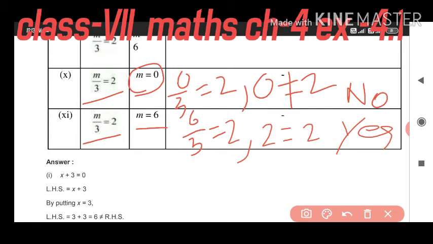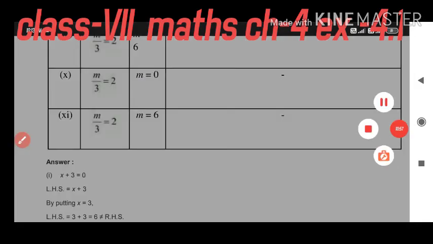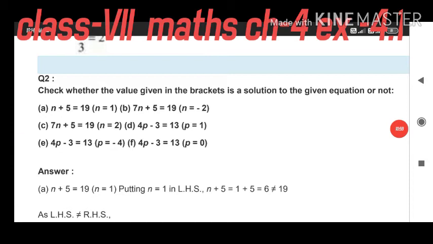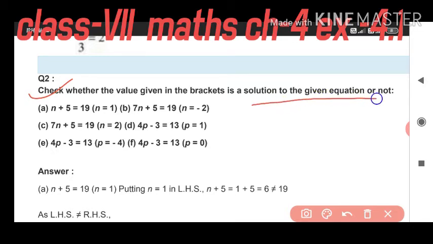Now come to the next question. Question number 2. Check whether the value given in the bracket is a solution to the given equation or not. These values are given here. Now we have to check whether the given number is right or not.